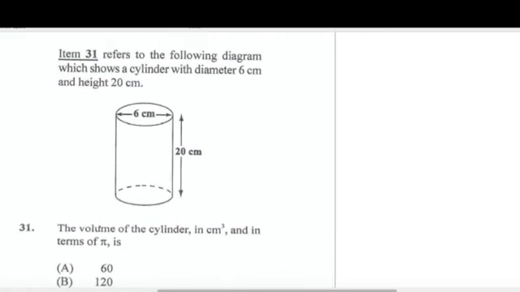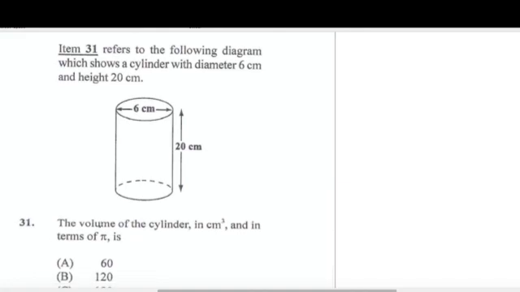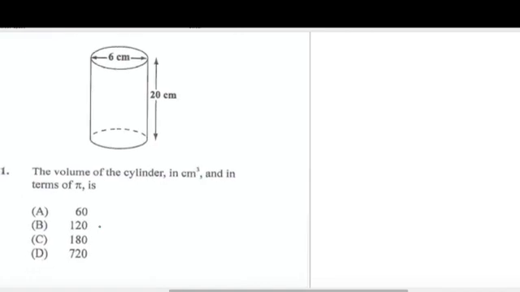So item number 31 refers to the following diagram, which shows a cylinder with diameter 6 centimeters and height 20 centimeters. All right, I can see that. The volume of the cylinder in centimeters cubed in terms of pi is, and in terms of pi means that they should probably have the little pi's over here, right? But let's see in terms of pi. So I know that the volume will really just be the area of this circle multiplied by that 20. So the area of our circle is pi r squared, and then I have to multiply it by the 20, which is the h, and that'll give us the volume, right?